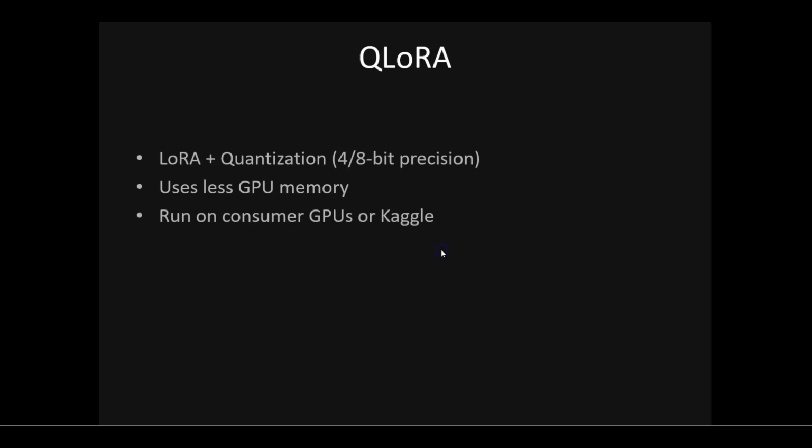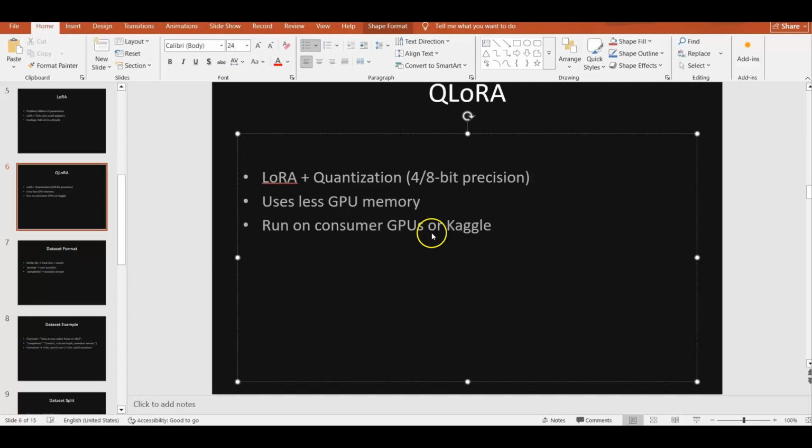Then comes QLoRA. QLoRA is quantized LoRA. This reduces the precision of the model weights to 4-bit or 8-bit. So it uses much less memory while still keeping accuracy. This makes it possible to fine-tune even larger models on a single consumer GPU. Now let me explain LoRA and QLoRA through a visualization for a better understanding.